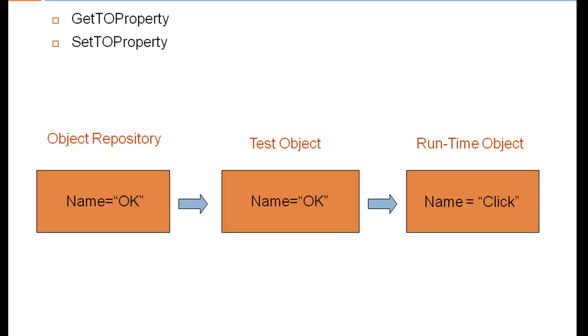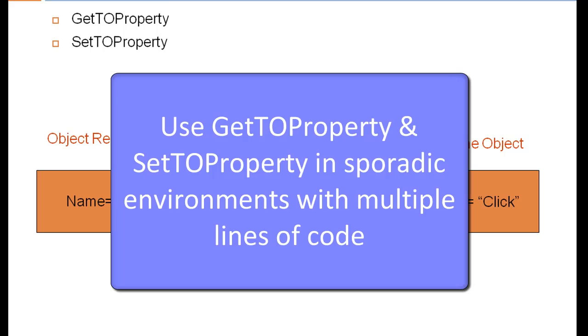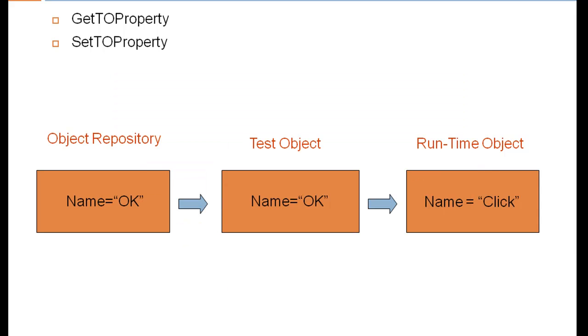When the test is rerun, a new copy of the test object is created with the original property values stored in the object repository. You can consider using GetROProperty and SetROProperty when your test script has multiple lines of code, or your environment is sporadic. For a note, there is no SetROProperty.